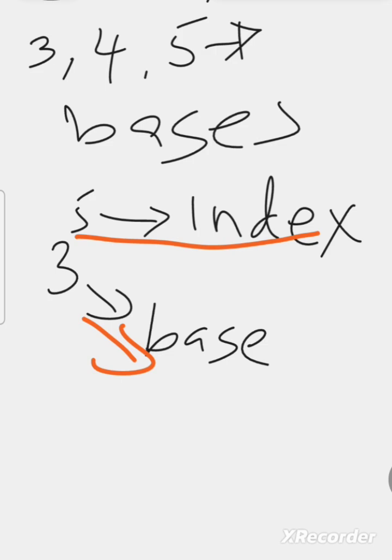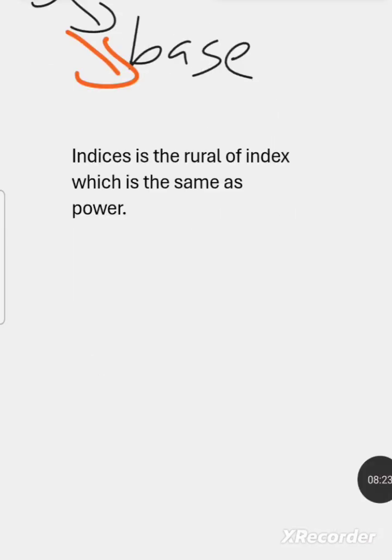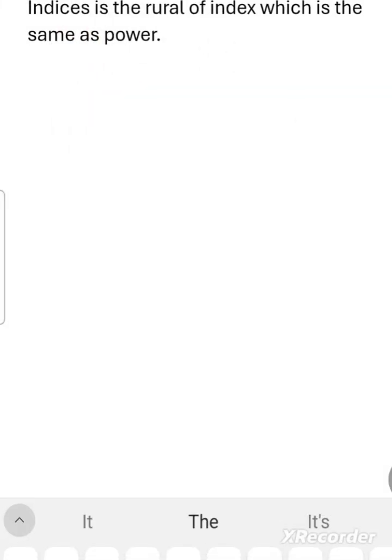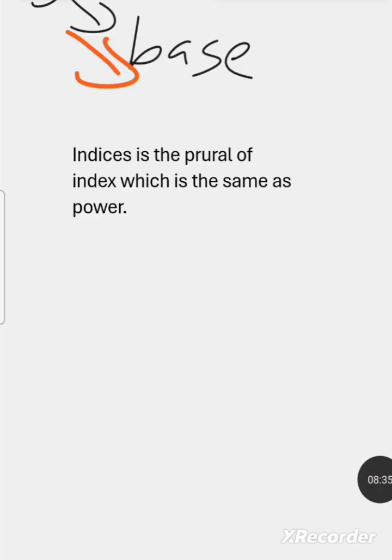But I've said this, indices is the plural of index, which is the same as the power. So I want to repeat again, indices is the plural of index, which is the same as power. So that is all about indices.